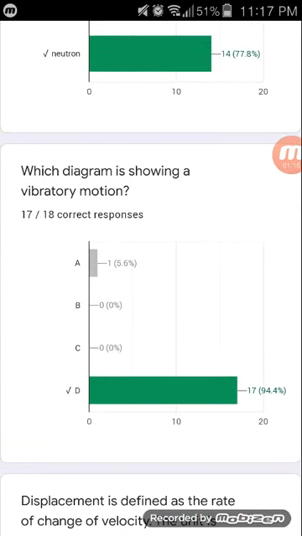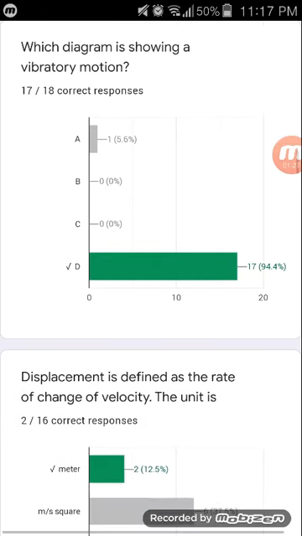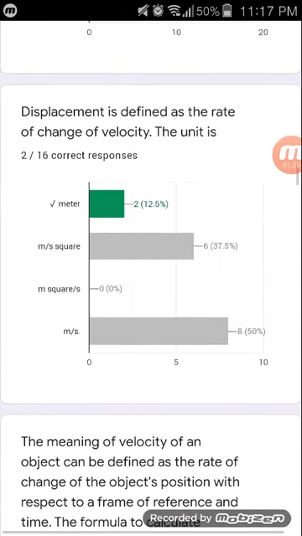Then, which diagram is showing the vibratory motion? There were 4 pictures. The pictures cannot be shown here, but the vibratory motion is represented by that to and fro movement, which was only done by the pendulum. Displacement is defined as the rate of change of velocity. The unit is dash. In this multiple choice question, we had a lot of options, and some of you selected meter. Some selected meter per second, some meter per second squared.